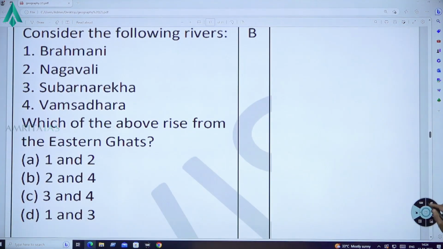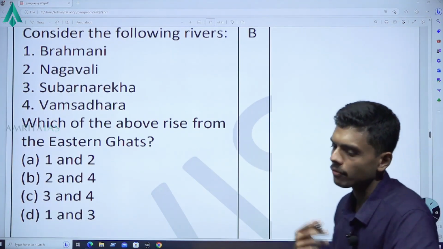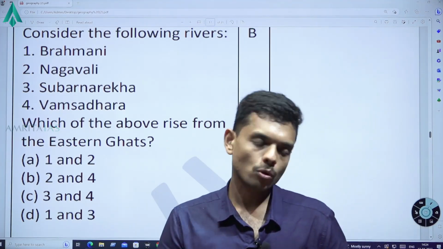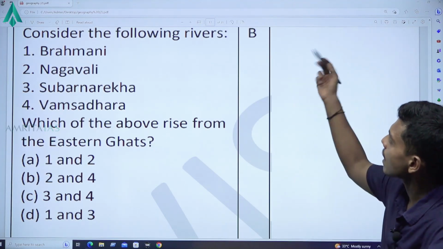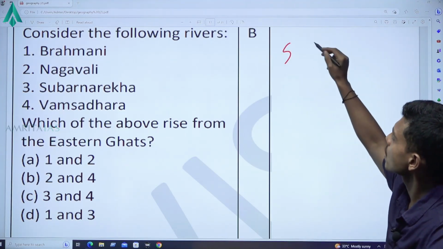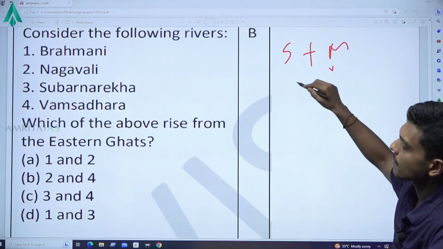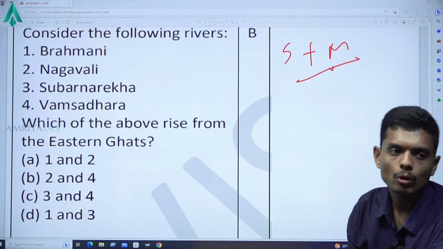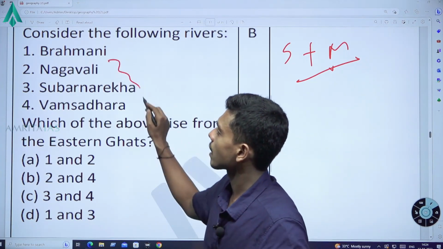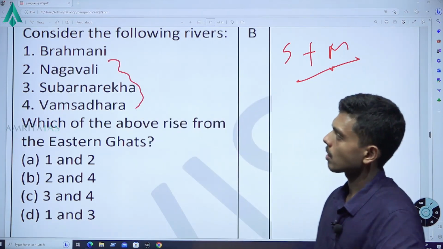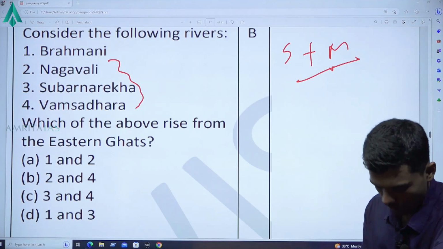So rivers, if you are able to study in and out, if you put effort into doing that, it will not go to waste. So do put in a good effort, and you should also know, as I mentioned, the source and the mouth specifically, and also whether it's a tributary or not. These are those rivers which everyone neglects: Nagavalli, Subarnarekha, Vamsadhara, Brahmani also.